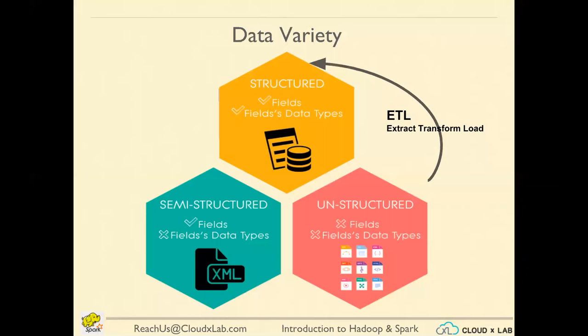So the examples of structured data are data in databases. The examples of unstructured data are data in plain text files, or maybe images and so on. While examples of semi-structured data are data in XML, data in JSON, and data in the form of comma separated values, that is CSV.